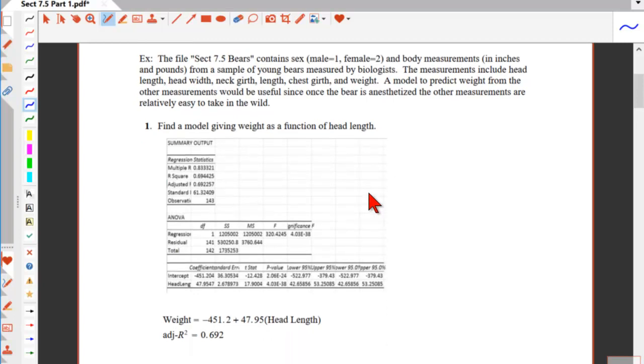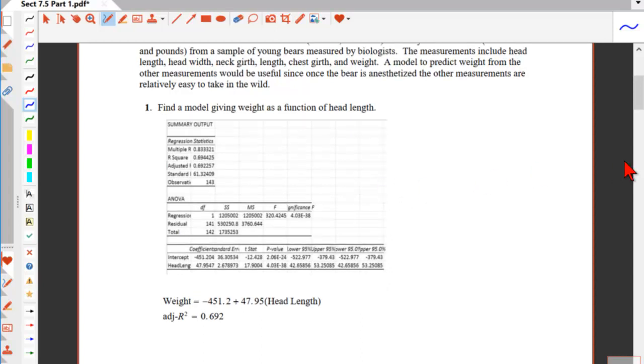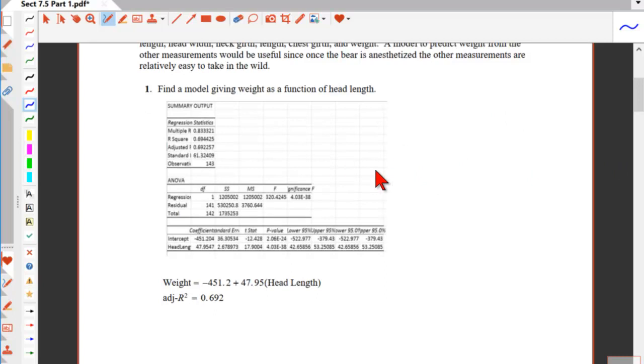Find a model giving weight as a function of head length. So we could run linear regression from the data analysis menu. I'll do an example in just a moment, and get this printout screen. And remember, at that point, we were coming down here and picking off the coefficients and writing them in a regression line, a regression function like this.